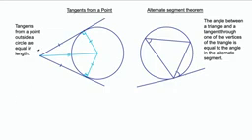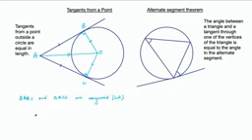Okay, so if we label these points A, B, O, and C, we could say triangles ABO and ACO must be congruent, leg, hypotenuse. Therefore, the other lengths of that triangle must be equal. So therefore, AC equals AB. Okay, so that's tangents from a point.